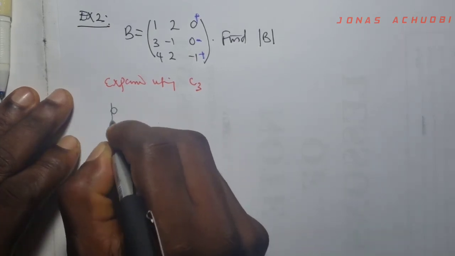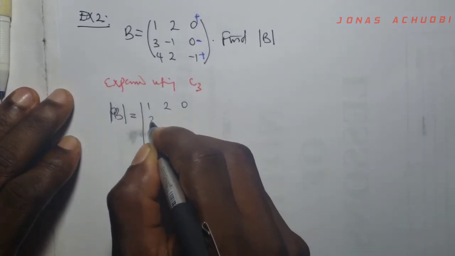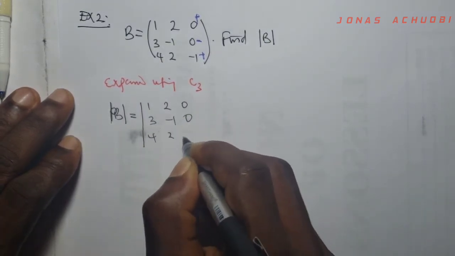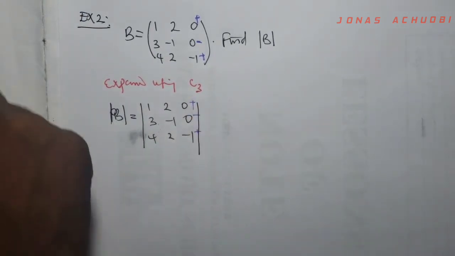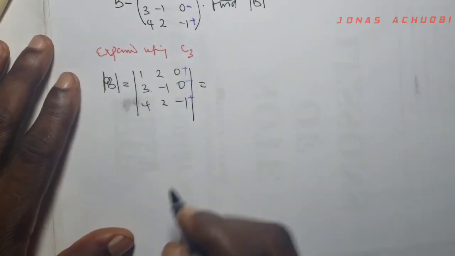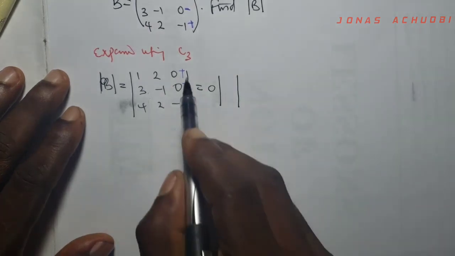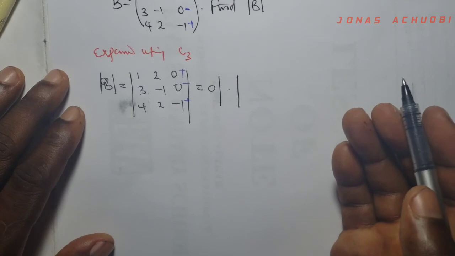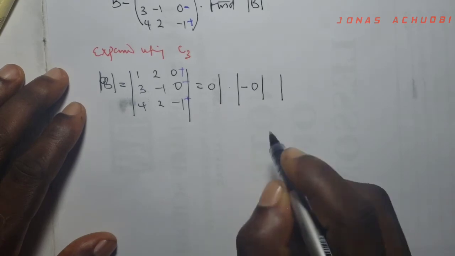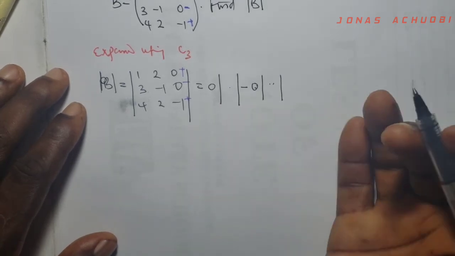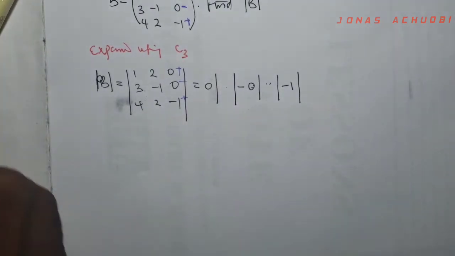So determinant, let me write it down first. Determinant of matrix B is equal to determinant of 1, 2, 0, 3, minus 1, 0, 4, 2, and minus 1. So I'll put the signs again one more time. Plus, minus, and plus. So I pick the first entry, which is 0, and I delete. But there will be no point, because as long as here is 0, whatever I have here will be 0. So that is gone. Minus 0 again. I delete again. I've seen again that here is 0. No matter what I get here, I'll still get 0. Then plus. So this is plus, that is minus, so this is minus 1. And I'll delete the last one.